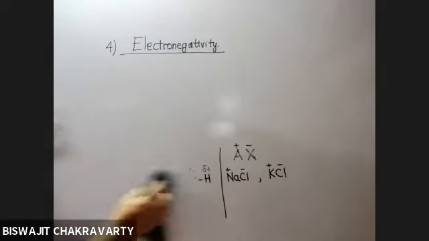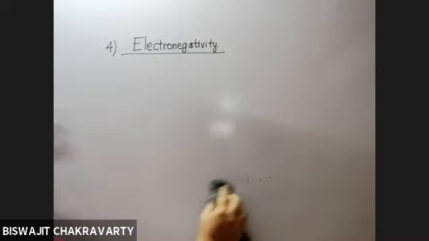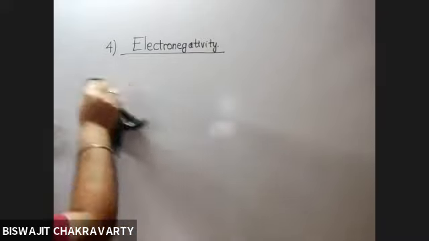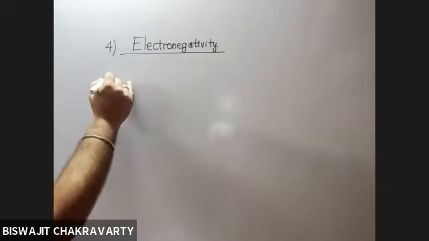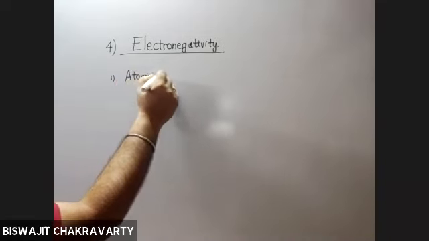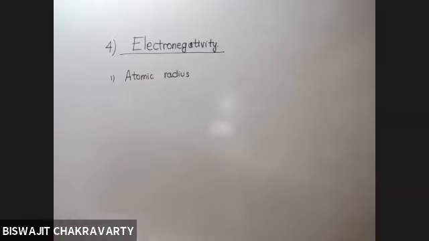But what are the factors on which electronegativity depends? How do I know whether an element will have more capacity of attracting the electron or not? There are various factors. Atomic radius. All those factors which we have discussed under electron gain enthalpy equally apply here. Which type of atoms generally will be more electronegative? Smaller atoms or larger atoms?